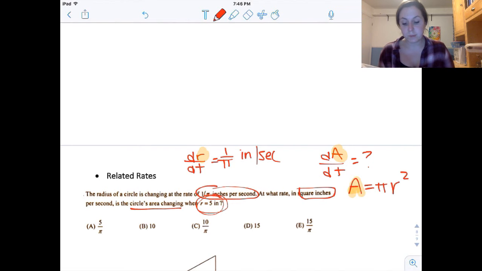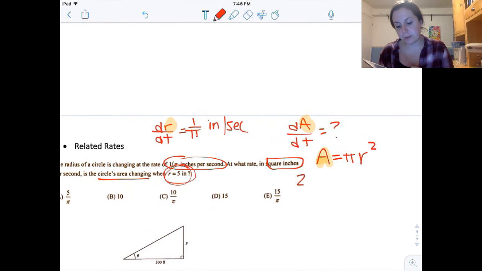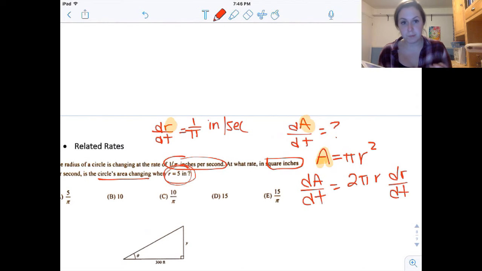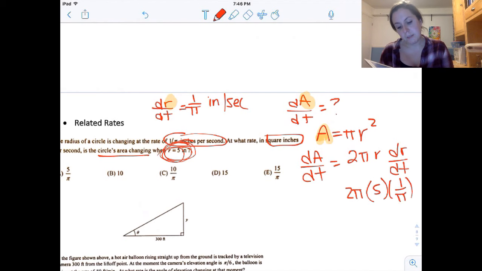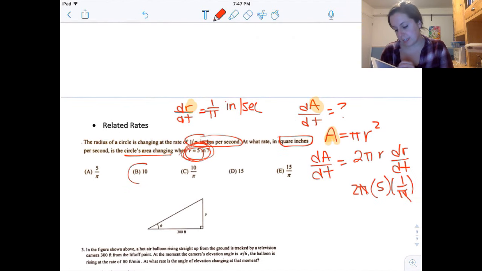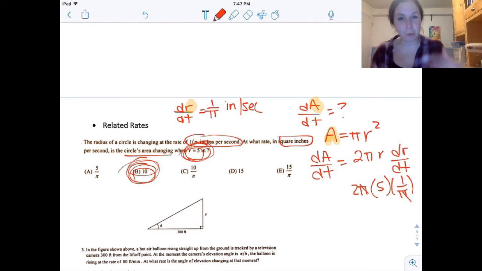So I'm going to do the derivative of both sides with respect to time. So dA/dt equals 2 pi r dr/dt. And now you're just plugging in. So they tell you that dr/dt is 1 over pi. So 2 pi, they tell you r is 5 at that instant. The pi's cancel, and that is just 10 inches squared per second. So again, that's about as easy as they come, but let's get a little bit more interesting here.